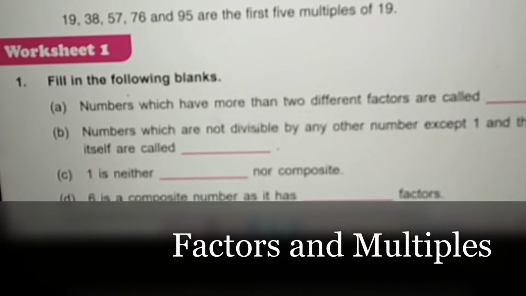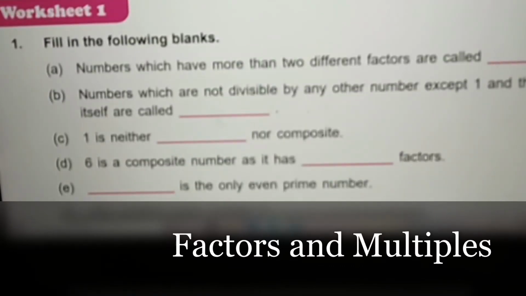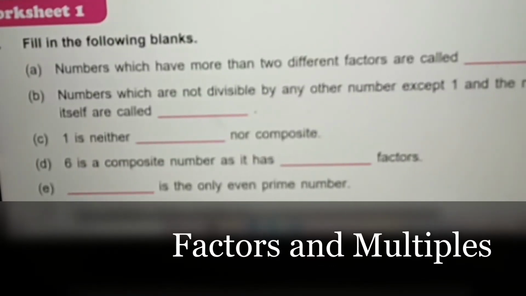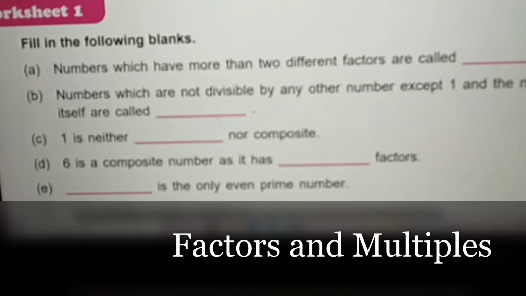Now we are coming to worksheet 1, which is very important to understand. You have to fill in the blanks. Numbers which have more than 2 factors are called composite numbers. The numbers which have more than 2 different factors are called composite numbers.